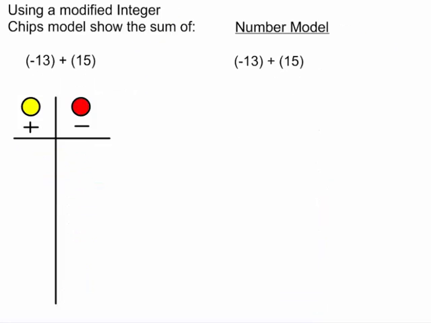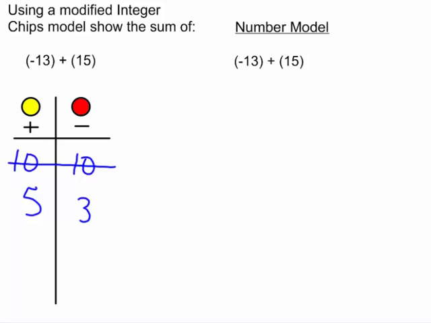So sometimes, though, when we get larger numbers, the integer chip model doesn't work so well. So we can modify it, or we could use the number model. So I'll show you how we modify the integer chip model. I have -13 plus 15. So I might write -13 as a group of 10 and a group of 3. And then if I have to add 15 positive chips, I might write that as a group of 10 positives and a group of 5 positives. And what I can see is that these will cancel off.